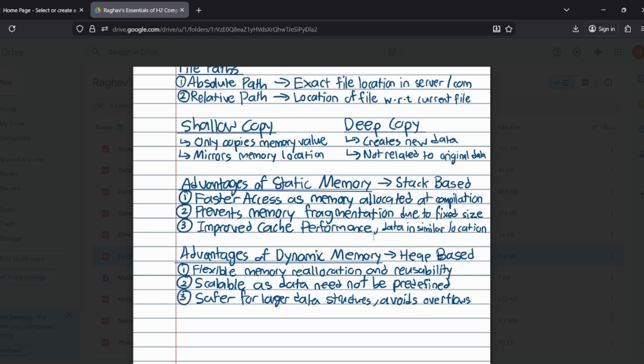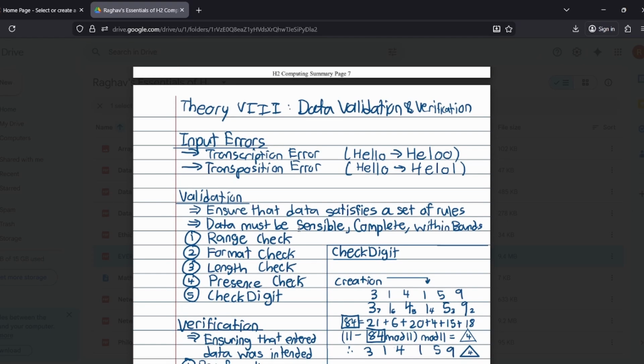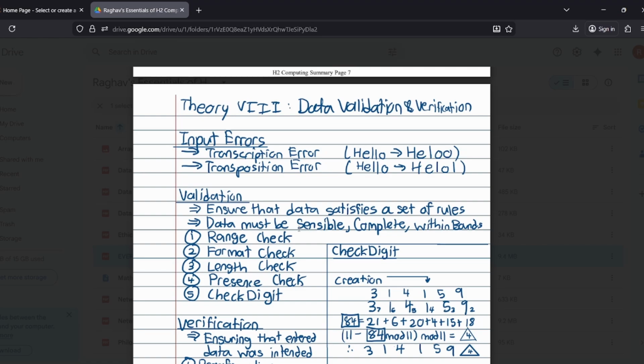I've talked about overflows in other videos, which is when you write data above the amount that the computer is expecting. So yeah, keep that in mind. Theory 8, data validation and verification. We're reaching the end, don't worry.